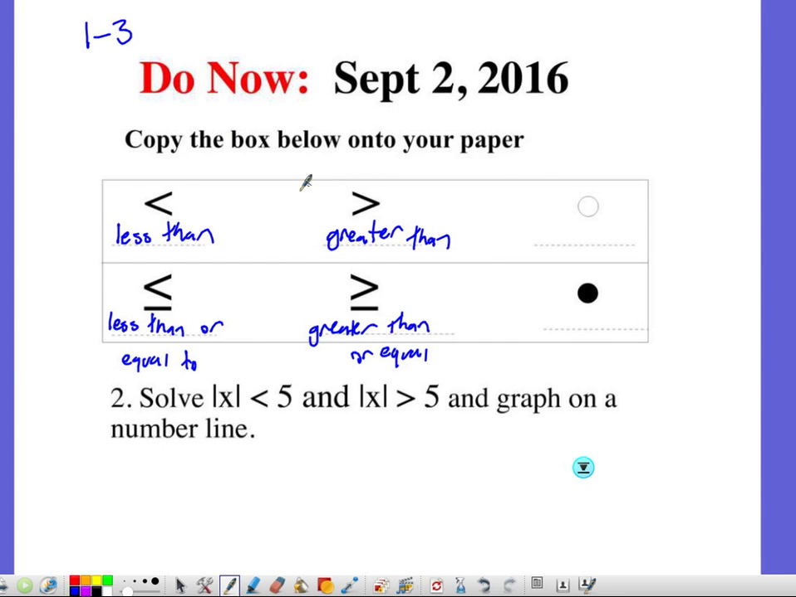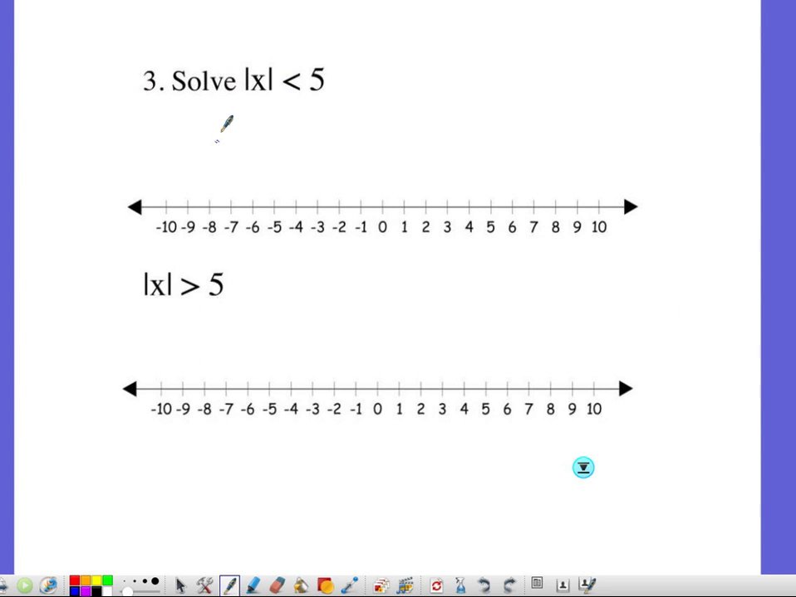Now, when we graph these on a number line, whether you use less than, greater than, less than or equal to, or greater than or equal to is going to matter. It's going to be very important. Whenever you use less than or greater than, you're going to use an open circle. And when you use less than or equal to, or greater than or equal to, you're always going to use a closed circle. So very important.